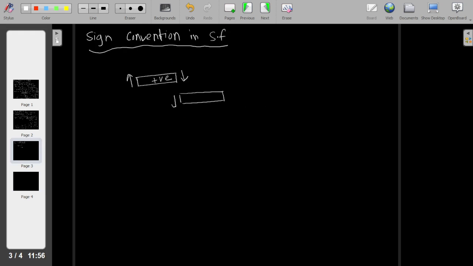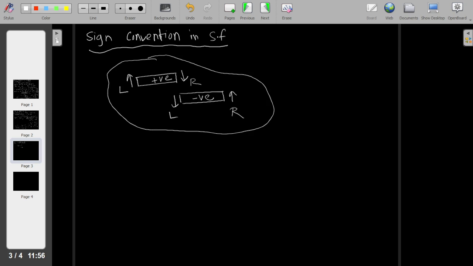And in reverse, this is vertical, right? This I will take as negative. This is if I am going from the left side to the right side. This is the sign convention, okay? I will take this as negative.